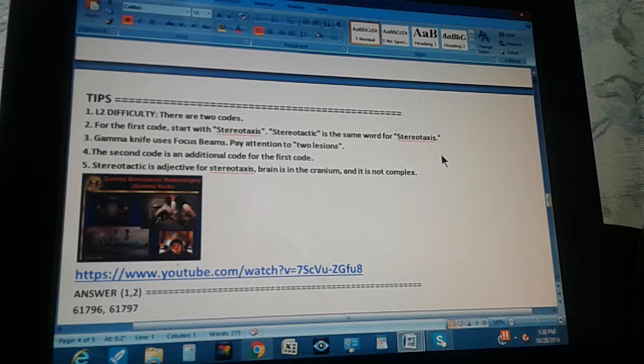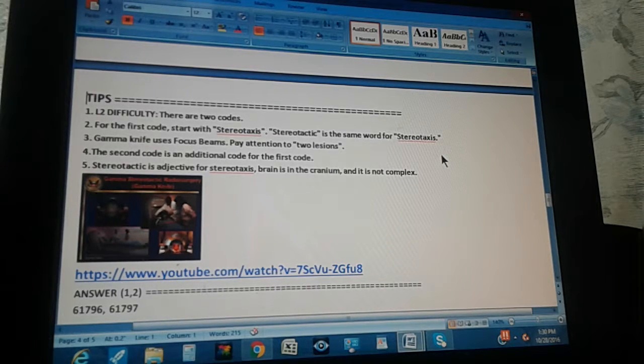Now the third tip. Gamma knife uses focused beams. Pay attention to 2 lesions. You have to be careful that gamma knife is synonymous with focused beams, and you're going to see that in the video. Also pay attention that in the text it says 2 lesions. That's important.